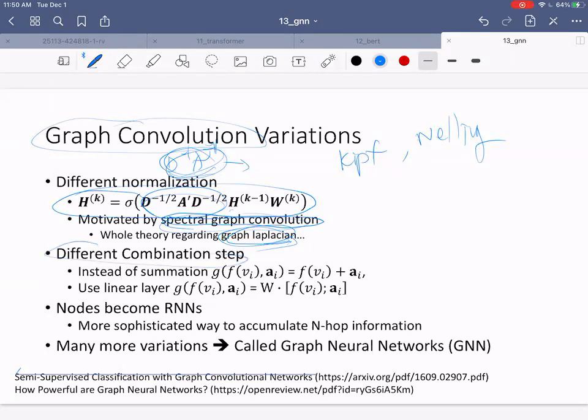Different combination steps could also exist. So instead of summing up, you can use another linear layer, like this G here. When I was combining the target node's feature with neighbor features, I simply summed them up.